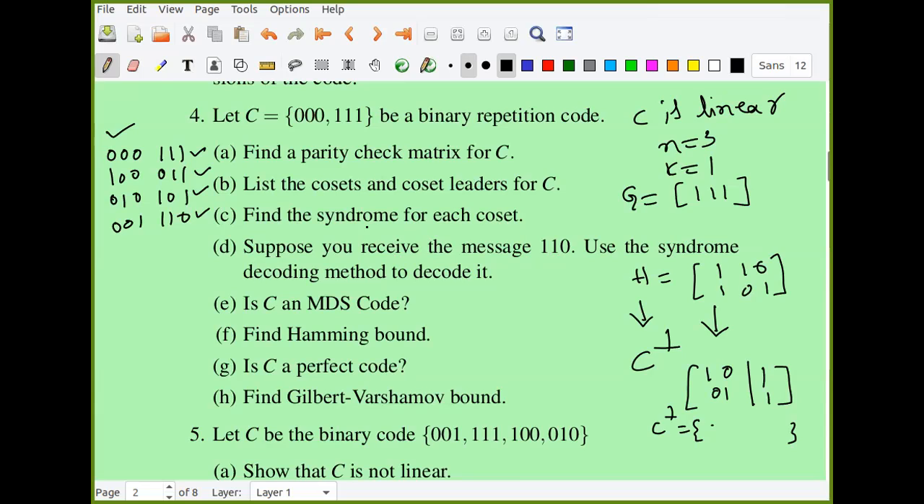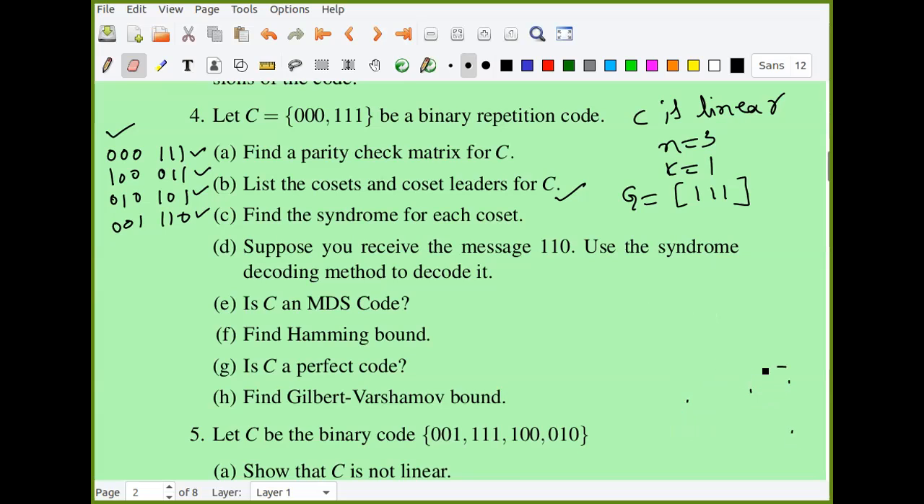Then how do you get the syndrome? Find the syndrome. So this we have done: cosets and coset leaders. These are the coset leaders. Suppose you receive a message 110. Find the syndrome for each coset. How do you get it? For the syndrome of each coset, it is sufficient to look at the coset leader.